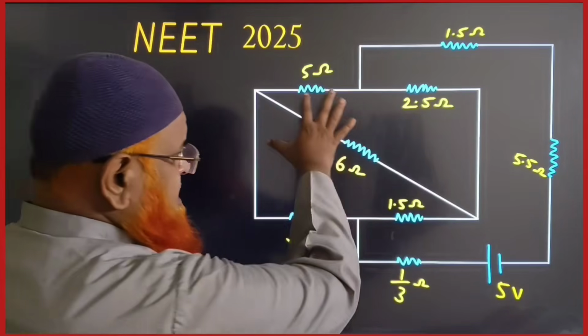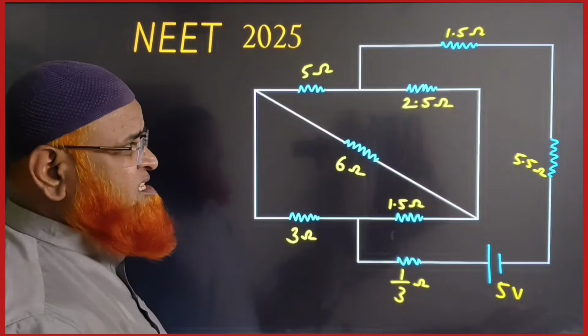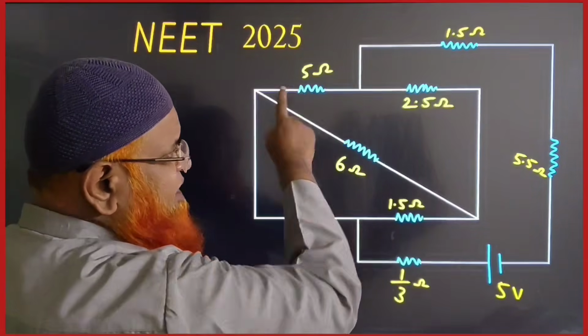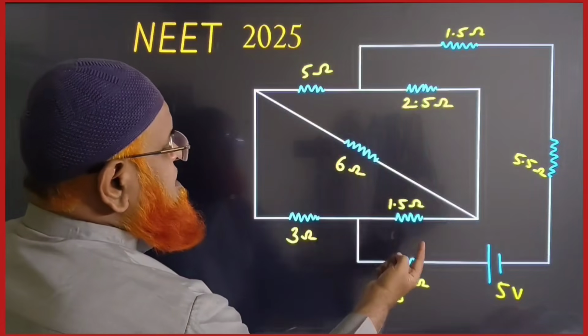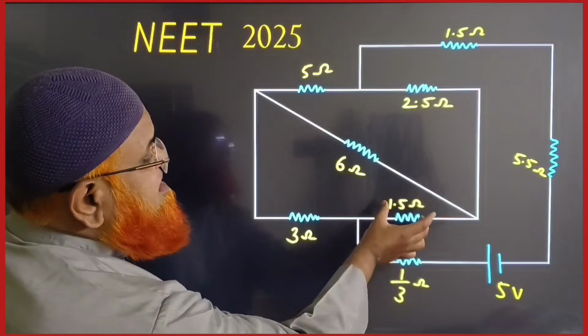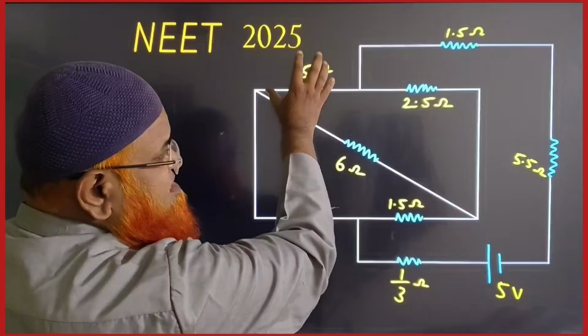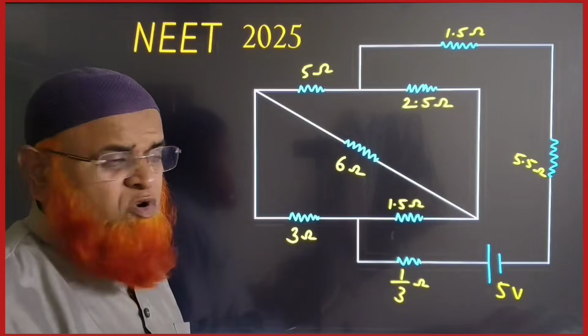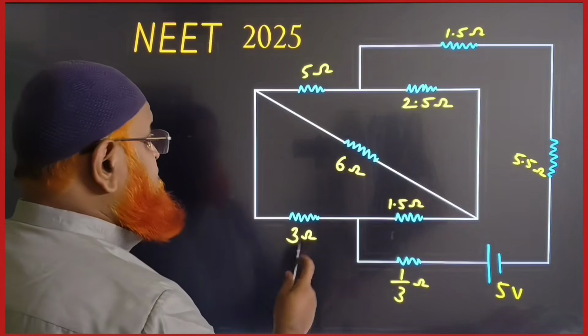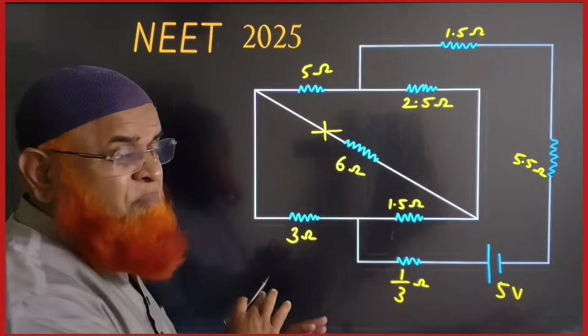Now just see, this middle part is a Wheatstone bridge. And why is it a Wheatstone bridge? 2.5 and 5, this is 1.5 and 3. This is double that of this one, and this is double that of this one. That means it's a balanced Wheatstone bridge, so no current passes through the middle one.